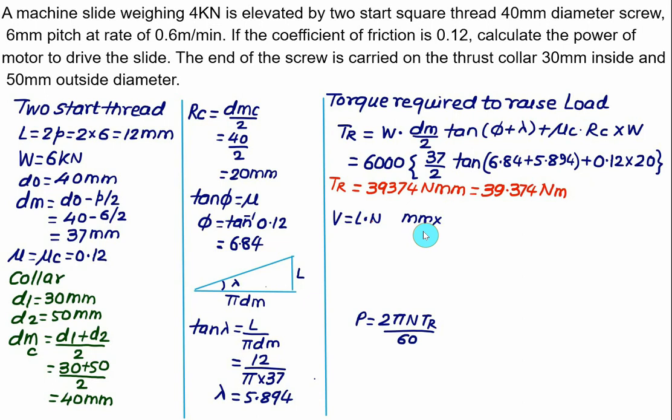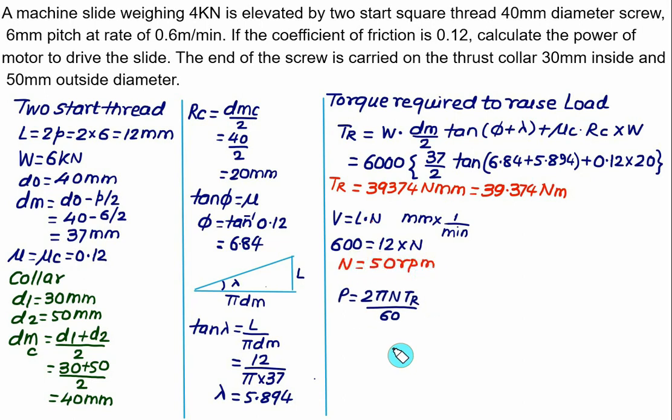If we use the velocity as L into N, L is in mm and N is per minute. So we have 1 divided by minute, and it is mm per minute. So we have to use the value of V is equal to 600 mm per minute, and we have lead is equal to 12 multiplied by rotational speed N. So 600 divided by 12 is 50. So we have rotational speed equal to 50 RPM.